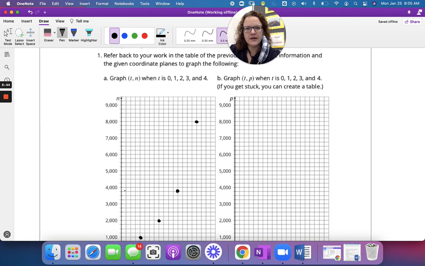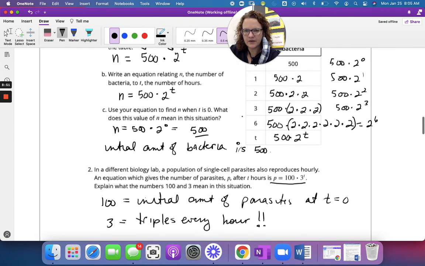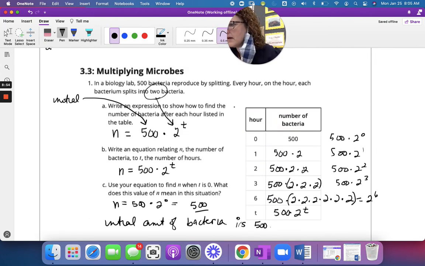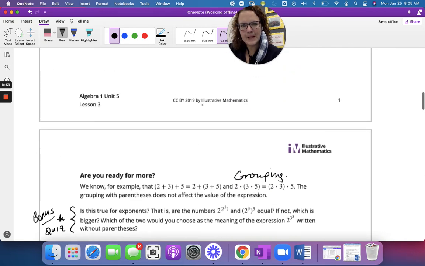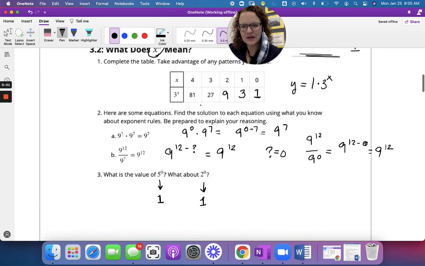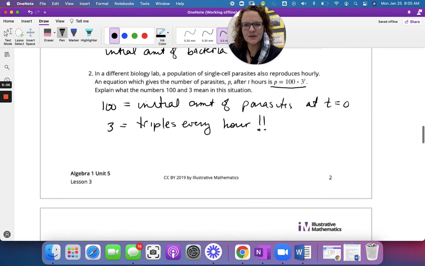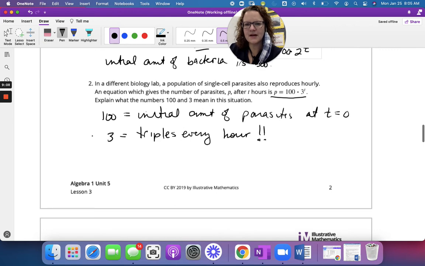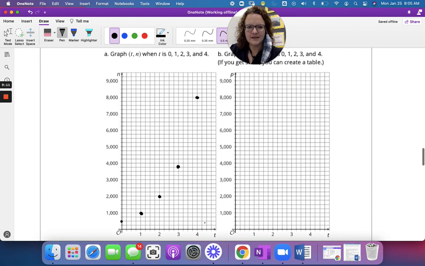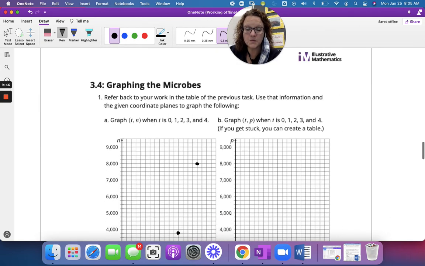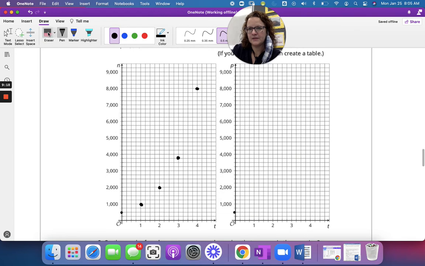And then graph t comma p when t is, oh gosh, did I graph the wrong thing? What is t comma p? Is that this one? Oh, I need to look to see what that one is referring to. Oh, that's this one, triples every hour. Sorry. Okay, so we're still starting with 500. Oh no, this one starts with 100. My bad. Let's erase that.